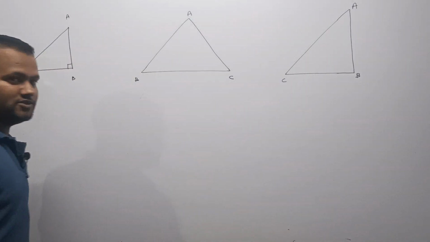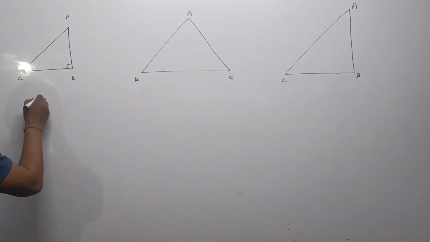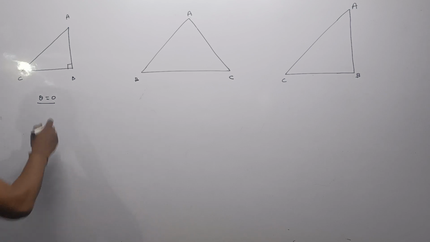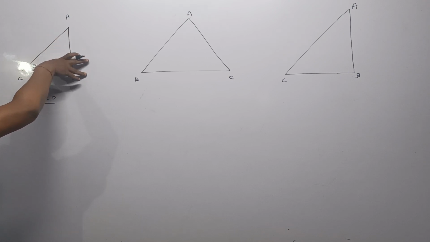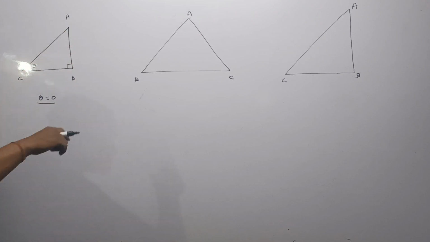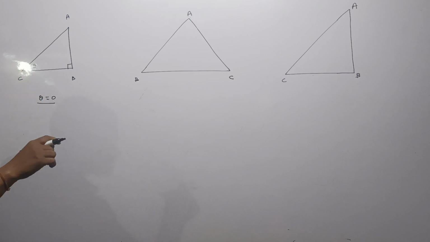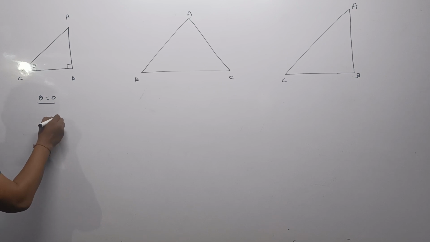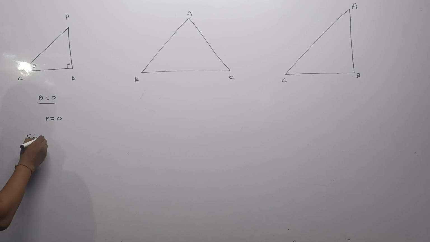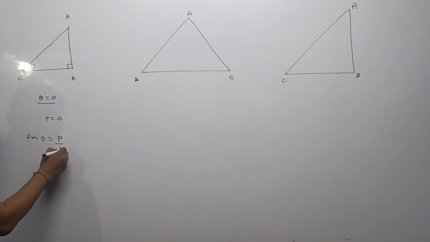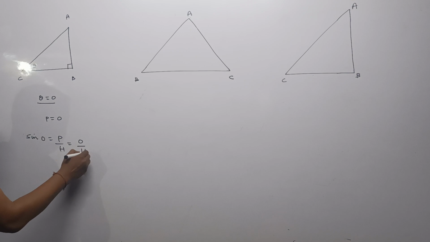Starting with sine 0, we are finding the value for theta equal to 0. If this is theta, I need to lean this CA on AB, meaning the point A will be lying on point B if we are taking theta equal to 0. If this is so, the perpendicular has to be equal to 0, because A is lying on B. Now if we find the value of sine 0, it will be equal to P by H. Since the perpendicular is 0, sine 0 will definitely come out to be equal to 0.